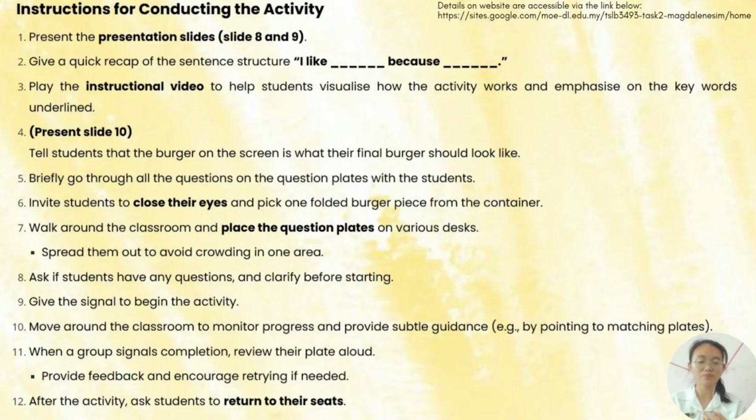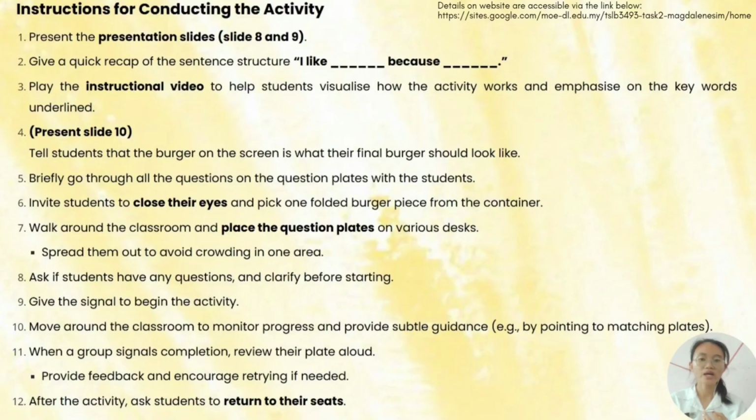Before the teacher starts Activity 2, the teacher should ask the students if they have any questions and clarify them before starting. The teacher should give the clear signal to begin the activity. During the activity, the teacher should move around the classroom to monitor the progress and to provide subtle guidance when needed. For example, if the teacher is using Material 1, the teacher can point weaker students to matching plates.